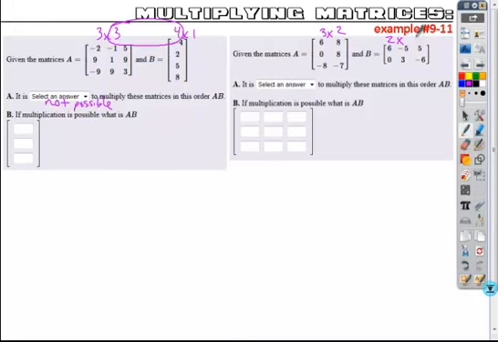Okay, for the next one, we have 3 rows and 2 columns, and here we have 2 rows and 3 columns. Our inner dimensions are the same, so yes, we can. And the dimensions of our product is going to be these outer dimensions, 3 by 3. Okay, and we see that's already set up in this way to collect the answers.